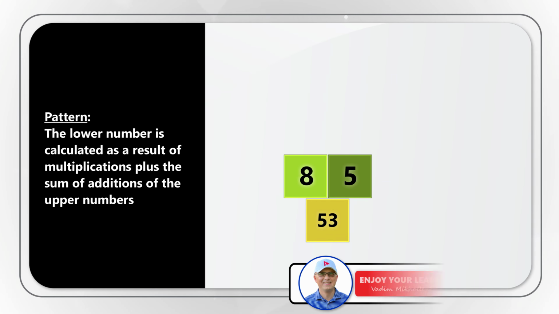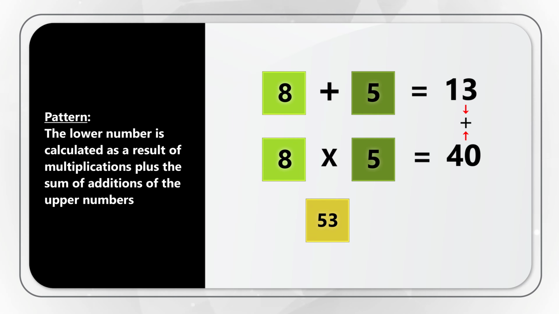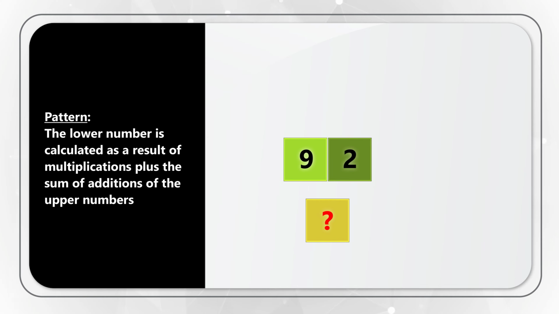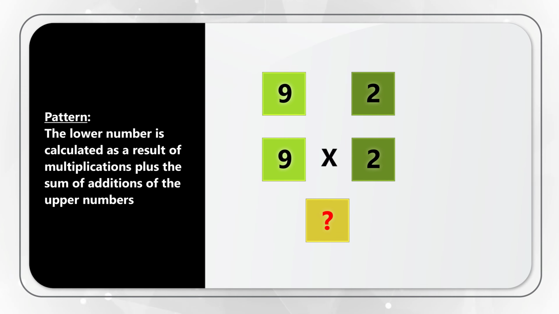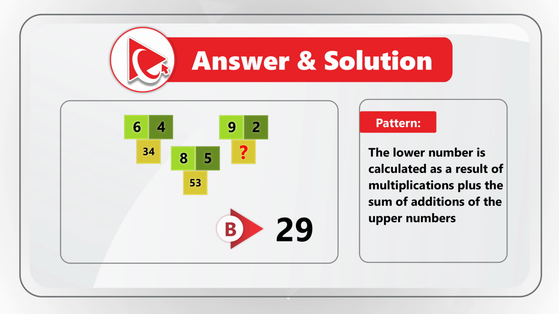The next set of numbers is calculated as 8 multiplied by 5 plus sum of 8 and 5, which would equal 40 plus 13, which would be equal to 53. This allows us to do the calculations on the final set and the missing number. 9 multiplied by 2 plus the sum of 9 and 2 equals 18 plus 11 and equals 29. So the correct answer here is choice B, 29. Did you figure it out? Please make sure to post your answer and solution if you have a different one in comments.